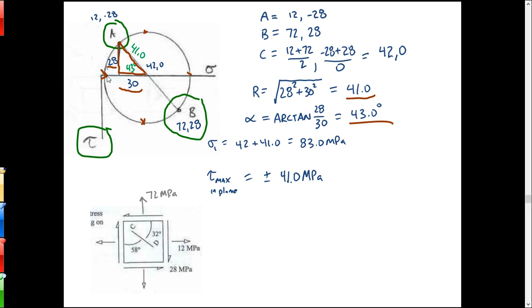All right, so we got any questions on that so far? Okay. So tau max is just the radius, and the stress was the radius plus the center. Yeah, plus or minus, yes. So tau max, the maximum shear, is plus or minus the radius. And the principal normal stresses are the center point plus or minus the radius. And that comes up. You always have to remember that circle is centered on y is 0, but x is not 0 for the center of the circle. Okay? It's x is 42.